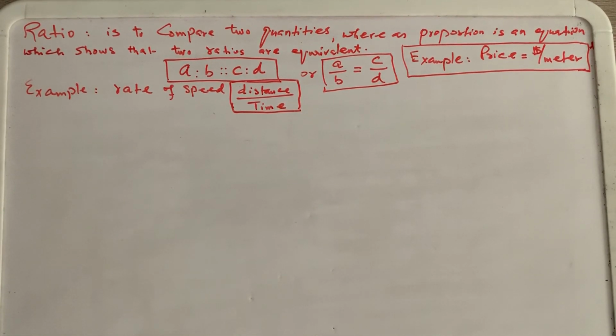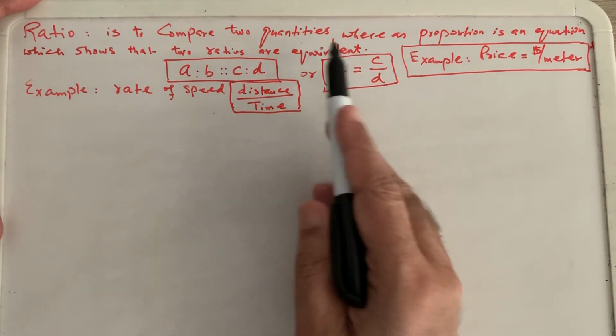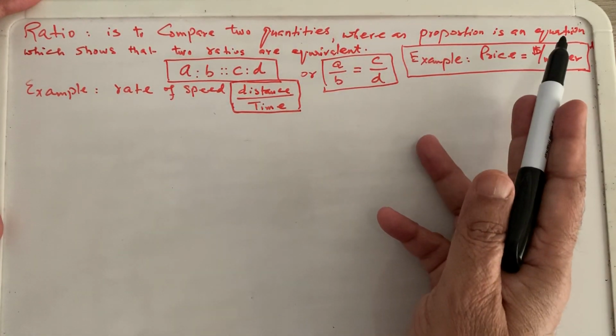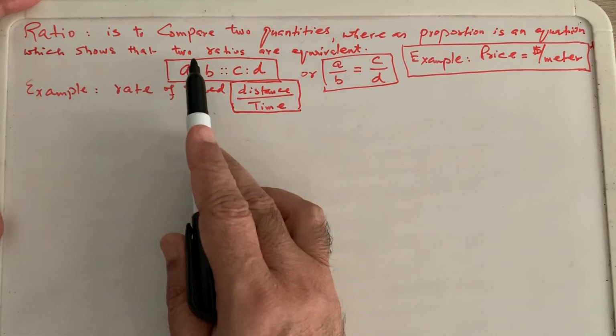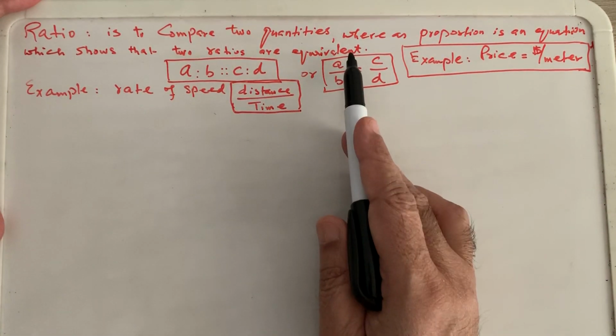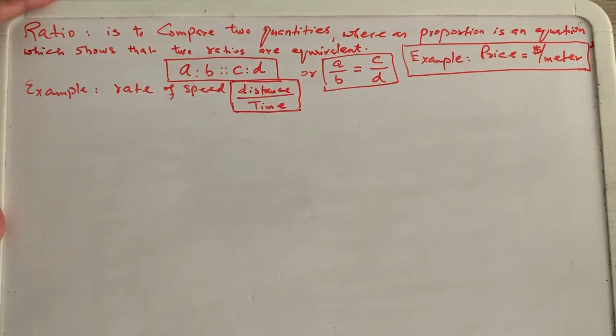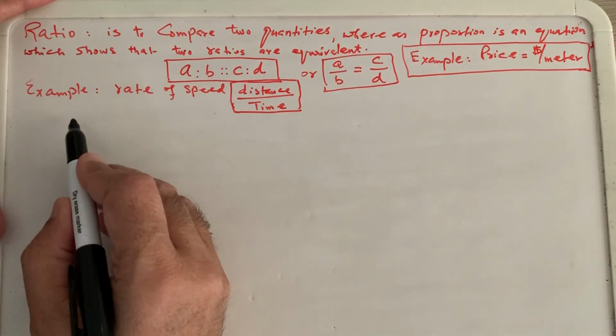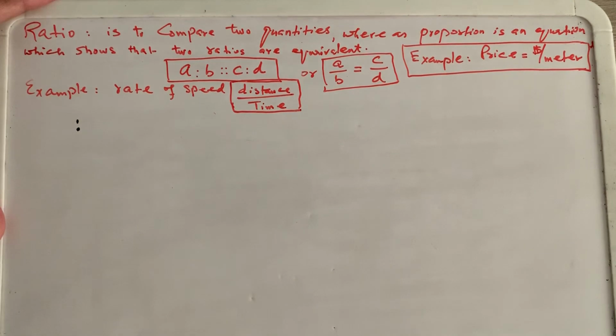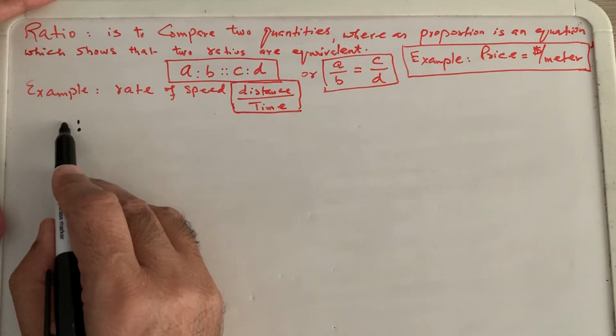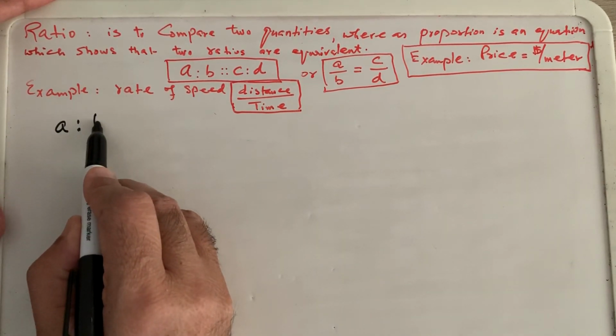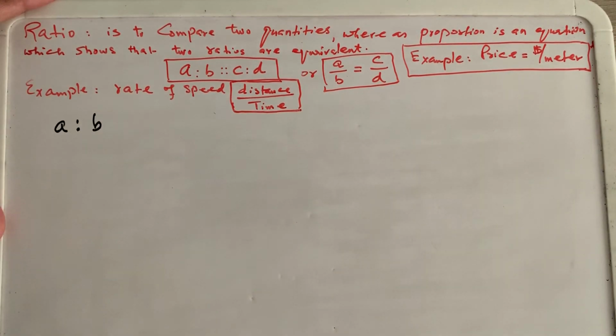So we have this chapter here. Ratio is to compare two quantities, whereas proportion is an equation which shows that two ratios are equivalent. So how is the ratio indicated? Ratio is indicated as two dots between the two quantities. So if A and B are two quantities in a certain ratio, we say A ratio B. How do we read it? A ratio B.